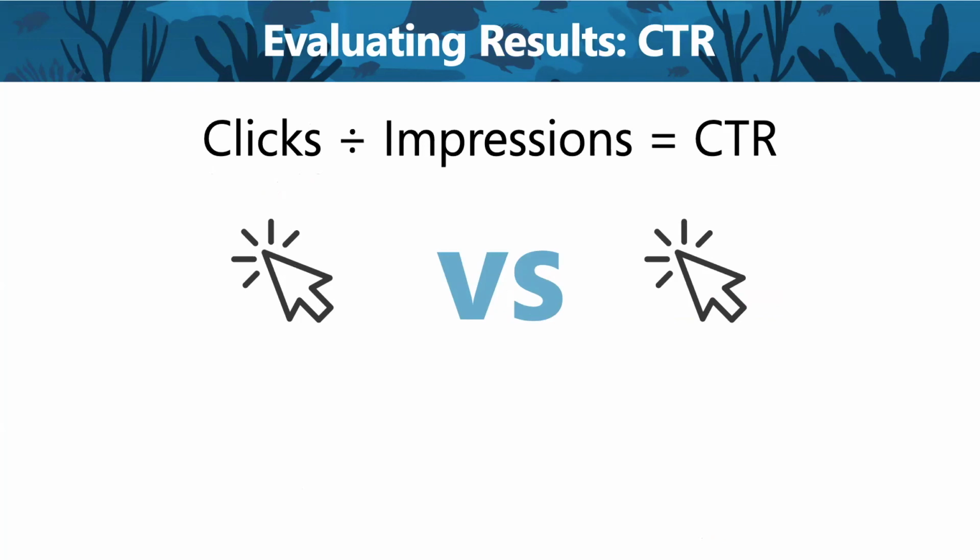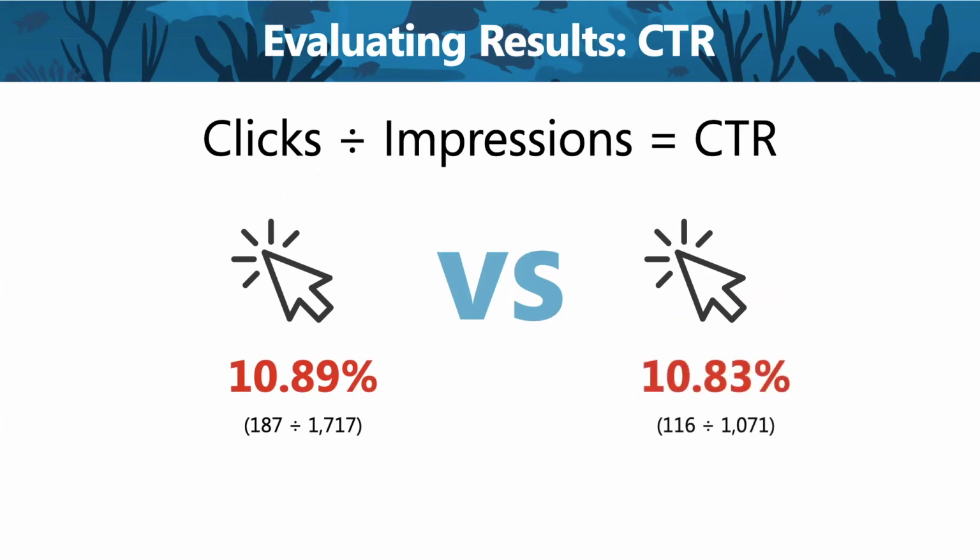So which scenario was better? In terms of link clicks, which was our goal, scenario 1 had a click-through rate of 10.89%, and scenario 2 was close with 10.83%.